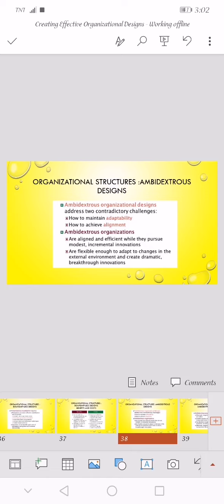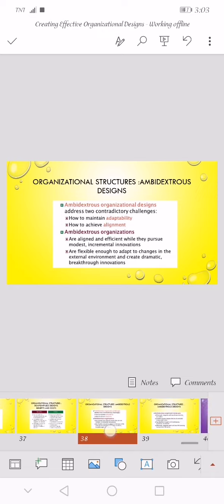Organizational structures, ambidextrous designs. Ambidextrous organizational designs address two contradictory challenges. First, how to maintain adaptability. Second, how to achieve alignment. Ambidextrous organizations, first, are aligned and efficient while they pursue modest incremental innovations. Second, are flexible enough to adapt to changes in the external environment and create dramatic breakthrough innovations.